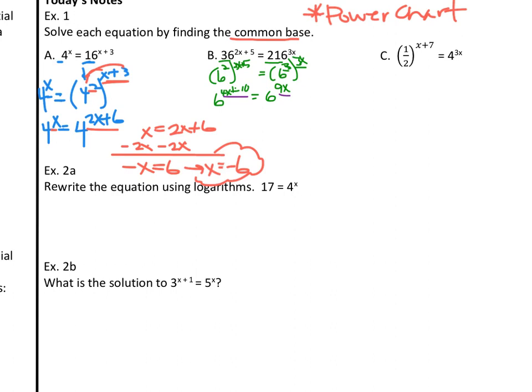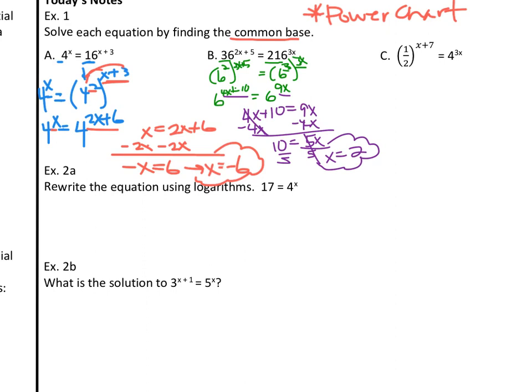4x plus 10 should equal 9x. Combine like terms, I'll move 4x to the other side. 10 equals 5x. You should get x equals 2. And that solves that exponential equation.